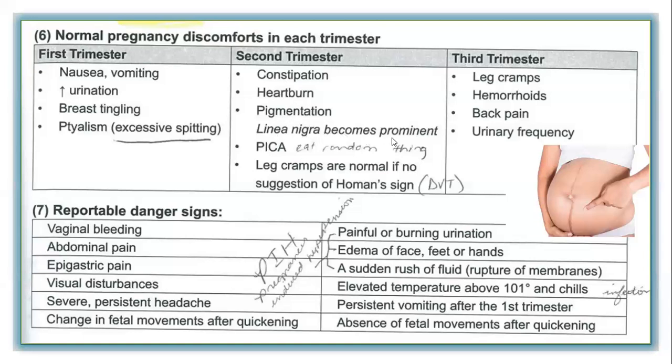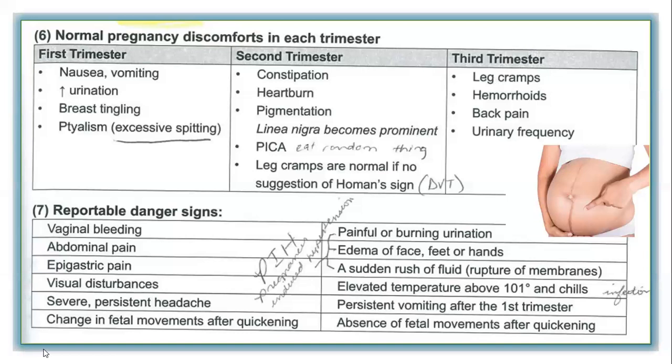Linea nigra becomes prominent. So in this picture, we can see the line along the umbilicus to the pubis symphysis. It is normal. Leg cramps are normal if there are no suggestions of a positive Homans sign. Homans sign, if positive, indicates deep vein thrombosis. In the third trimester: leg cramps, hemorrhoids, back pain, also increased urinary frequency.